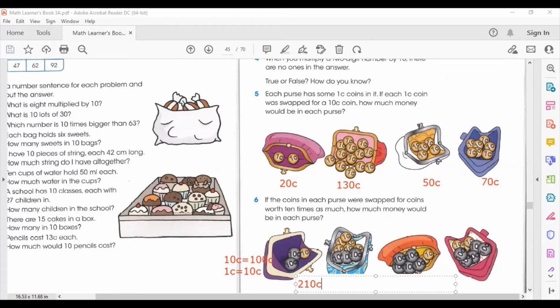Like this, this is 300, and then 10, 20, 30, 40, 50, 60. 360. You can write here 360 cents. And like this 100, 200, 300, 400, 500, 600, 700. 700, 10 and 20. So 720 cents. And the last 1, 2, 3, 4, 530. 530 cents. Okay, let's move to the next page.